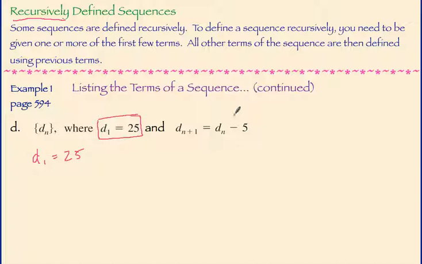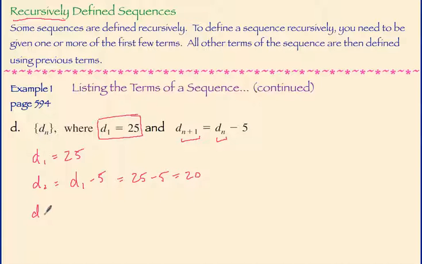Now the general term is d sub n plus 1 is d sub n minus 5. So notice that the n plus 1 term is the previous term minus 5. So d sub 2 is going to be d sub 1 minus 5. Well, d sub 1 was 25. 25 minus 5 is 20.